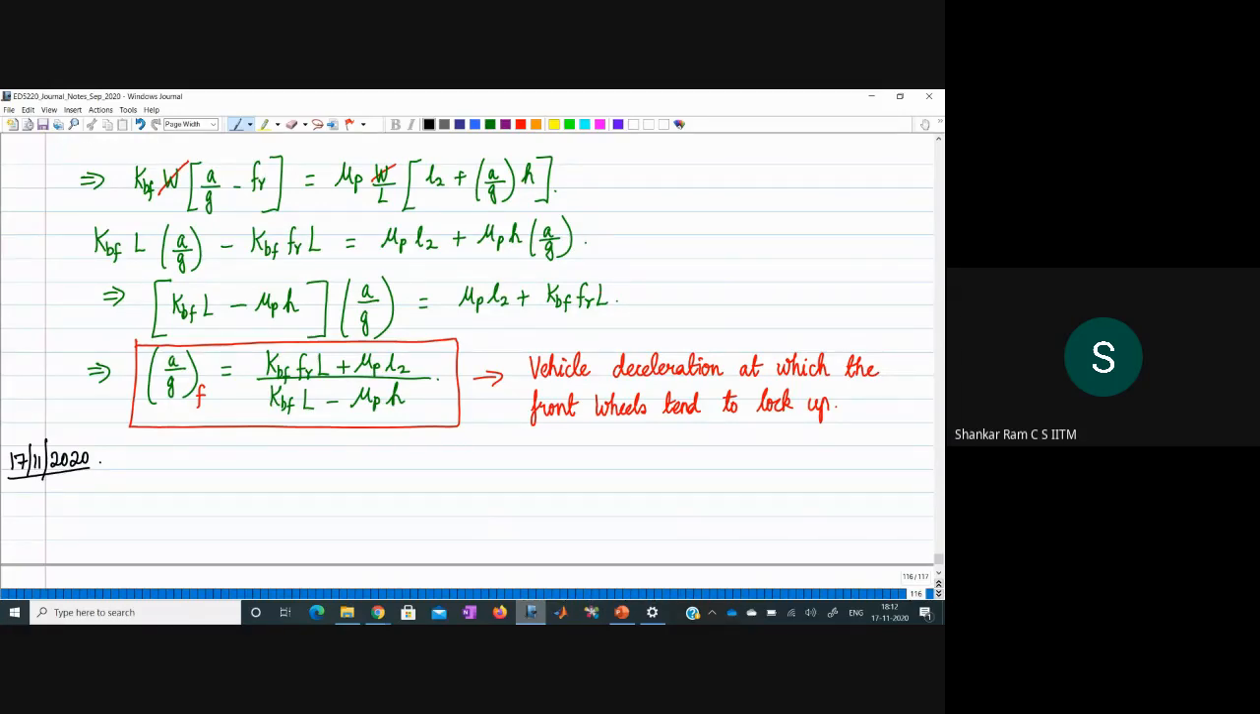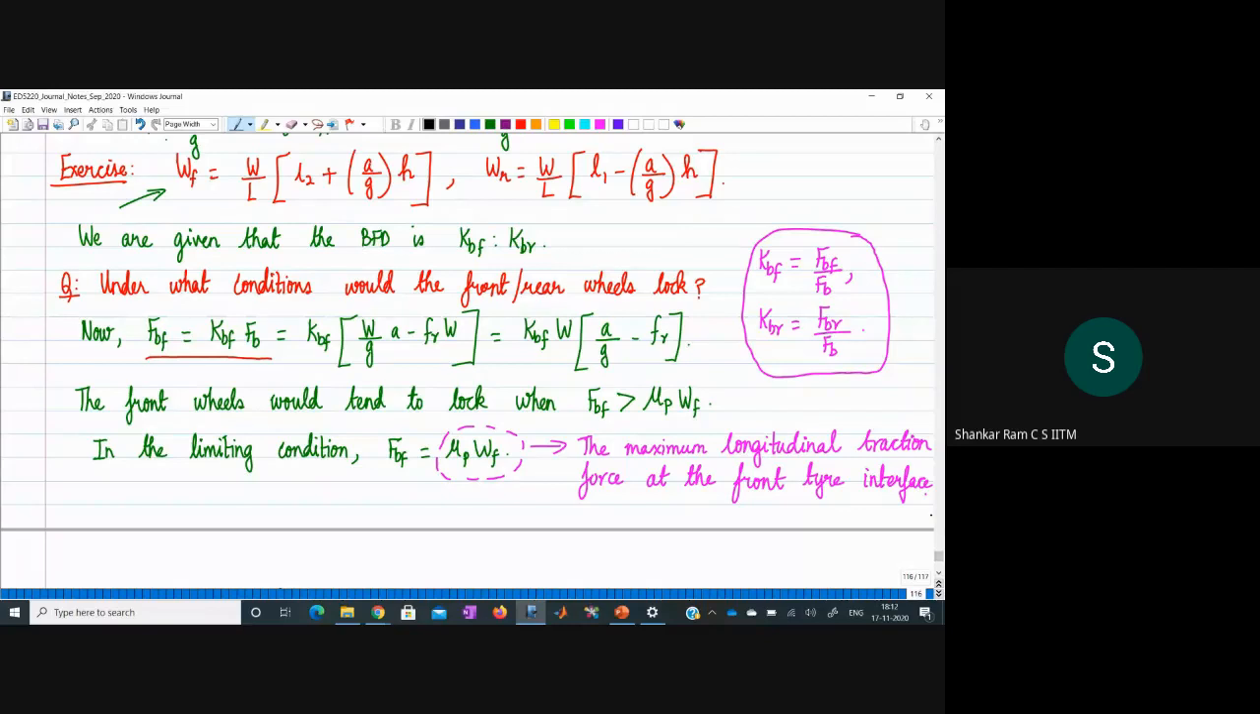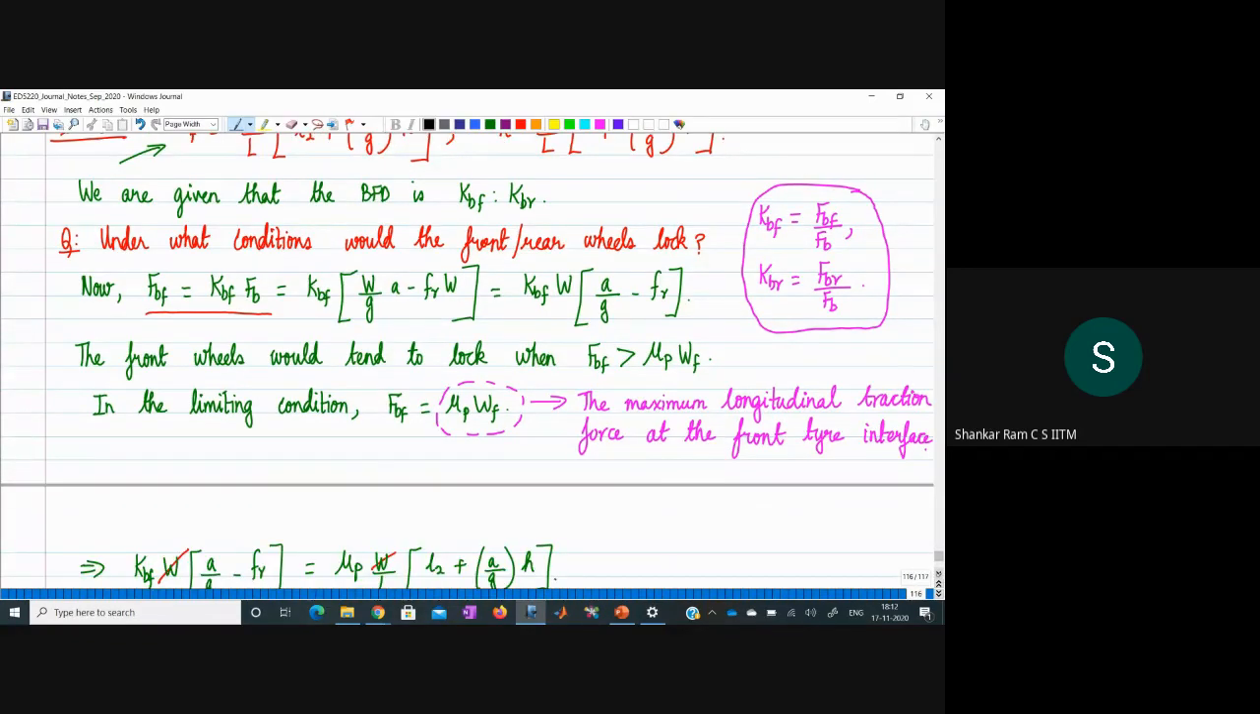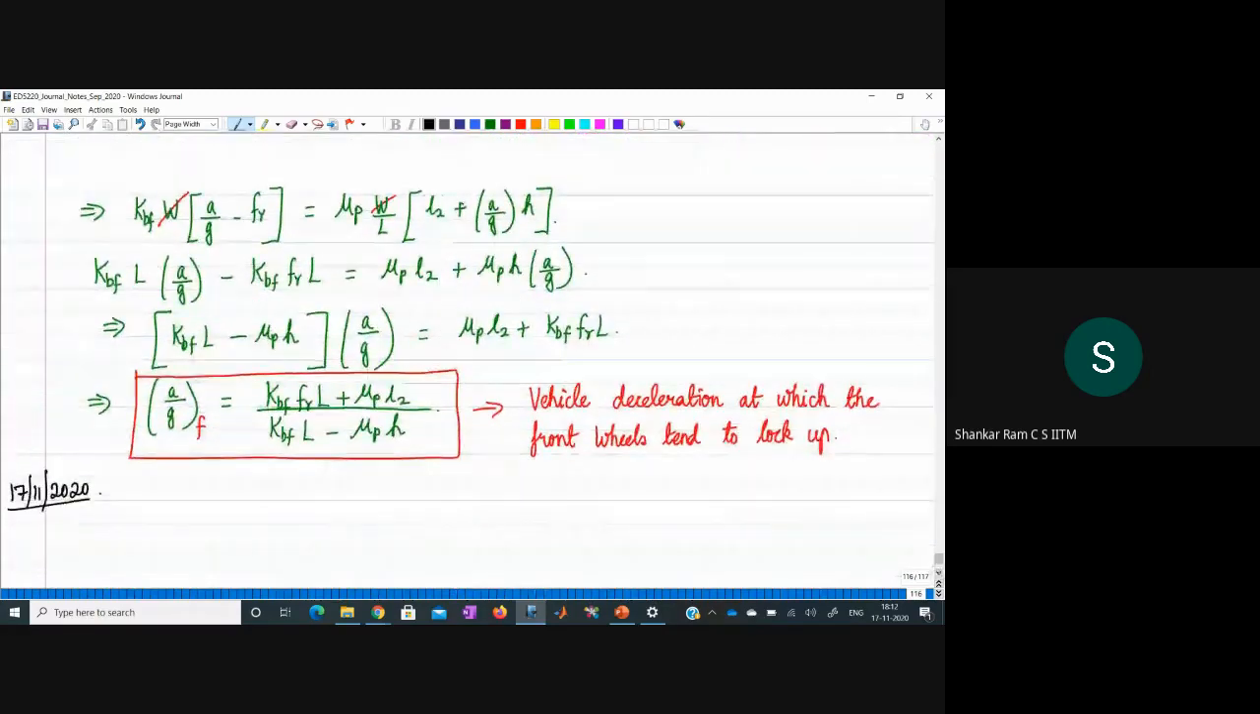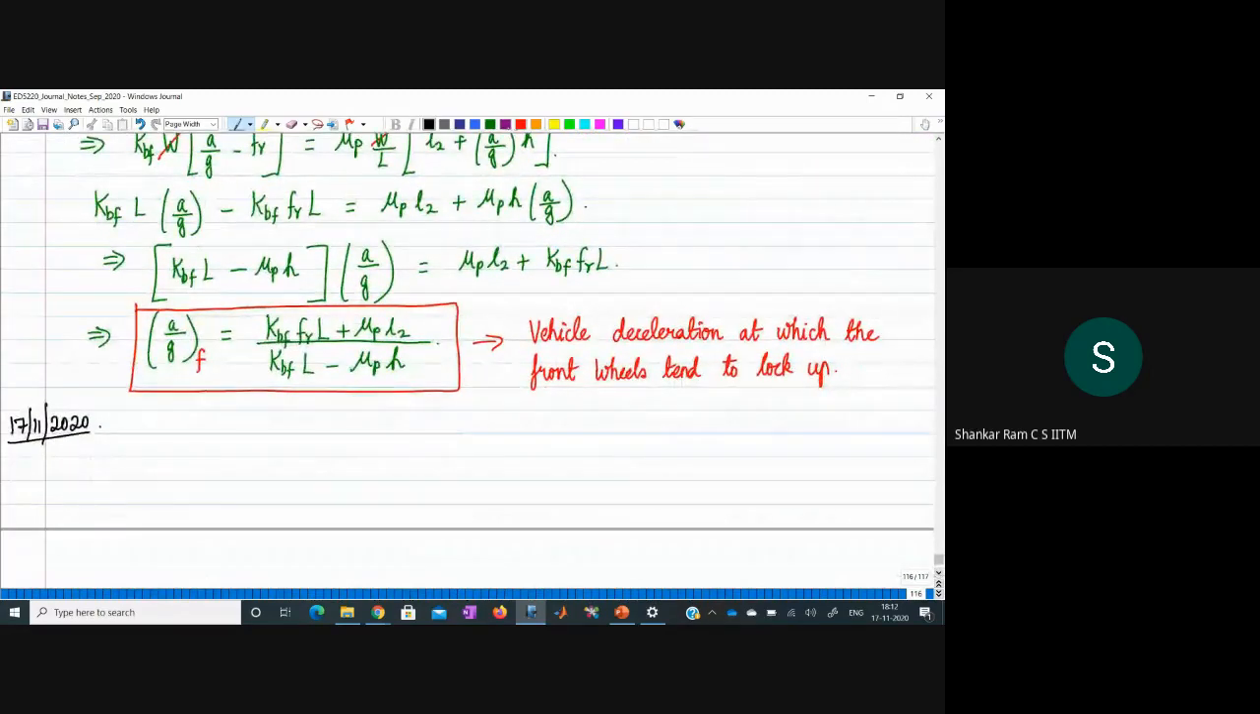Let's quickly recap what we were doing in yesterday's session, then we will continue from where we left off. Yesterday, if you recall, we were analyzing wheel lock, trying to figure out when the wheels will lock. We considered a vehicle with a specific brake force distribution and asked under what conditions the front wheels and the rear wheels would lock. Yesterday we looked at when the front wheels would lock. Today, let's continue our discussion.